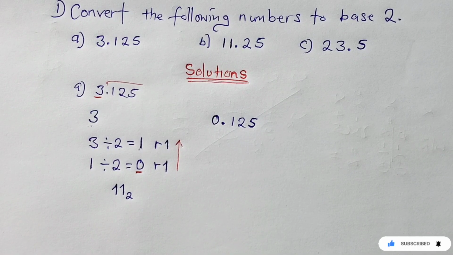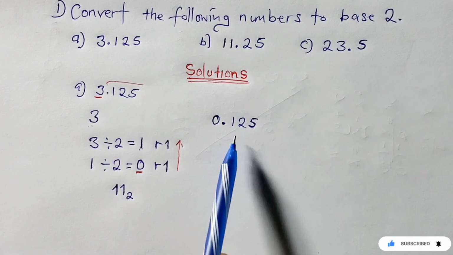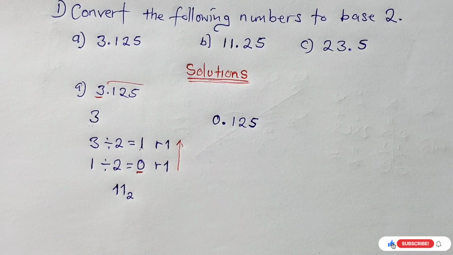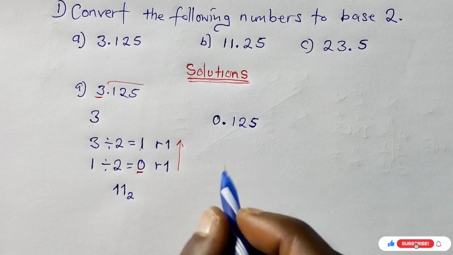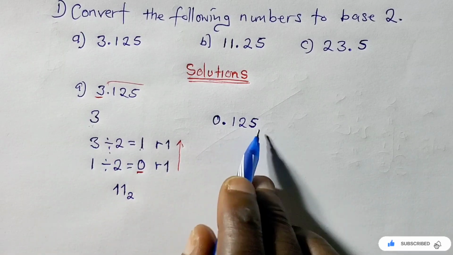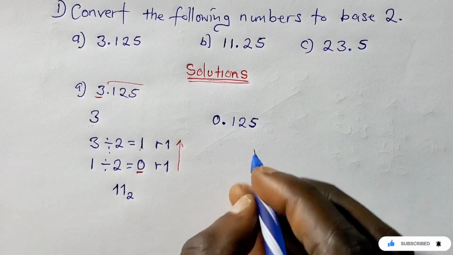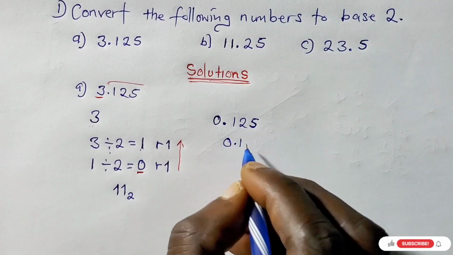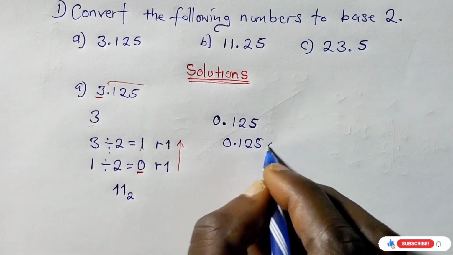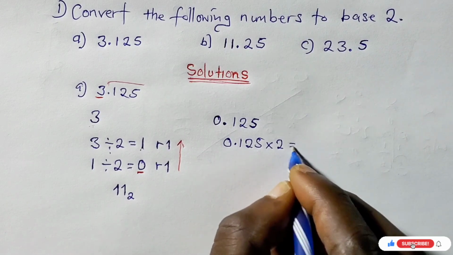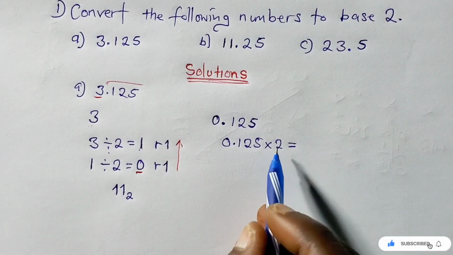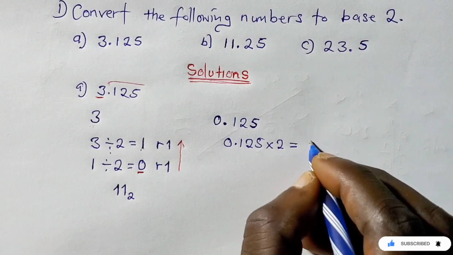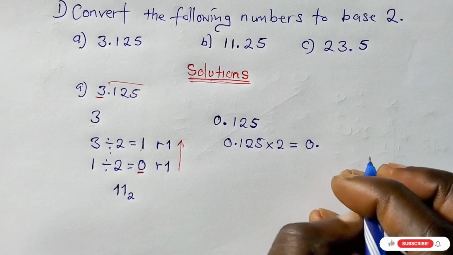And this is not the final answer. Mind you, we have this decimal point this side. So to a decimal point, what do we do? Please understand the difference. Here we divide. Here we multiply by 2. We multiply by 2, so we're going to say 0.125 times 2. Okay? So when you multiply by 2 here, we are going to have 0.25.